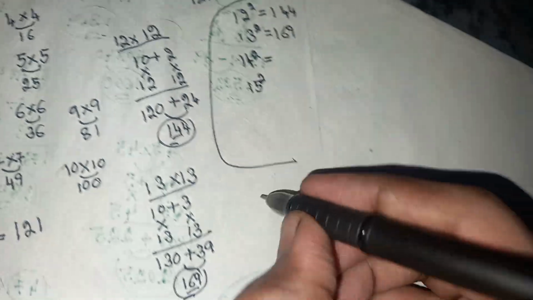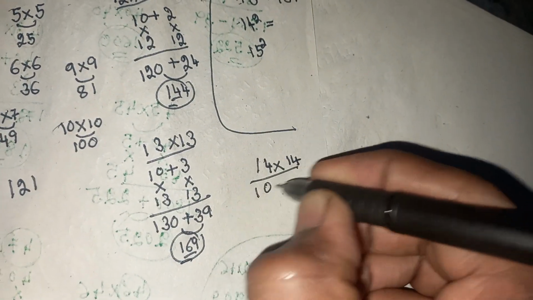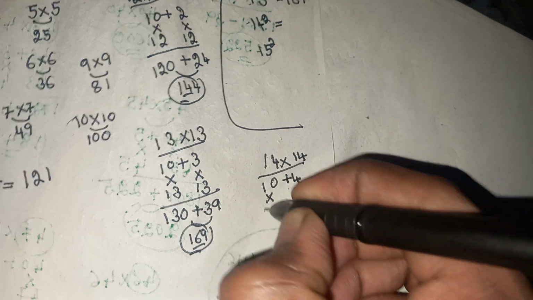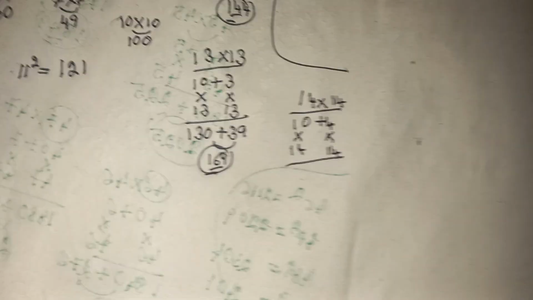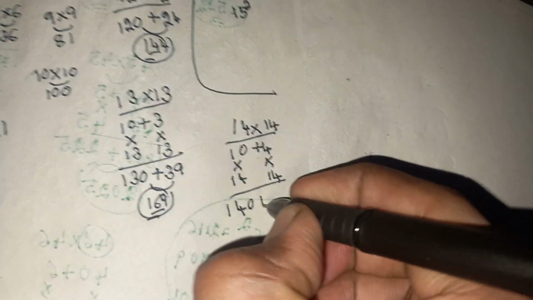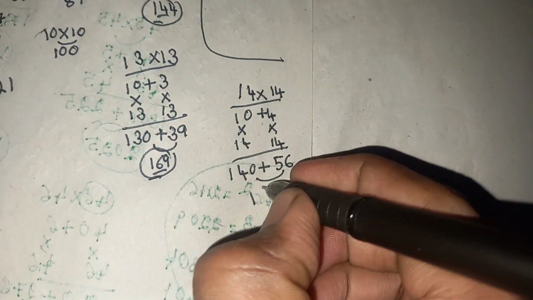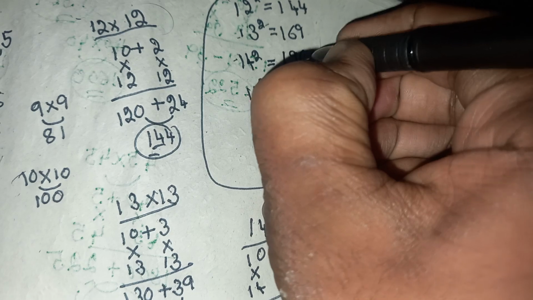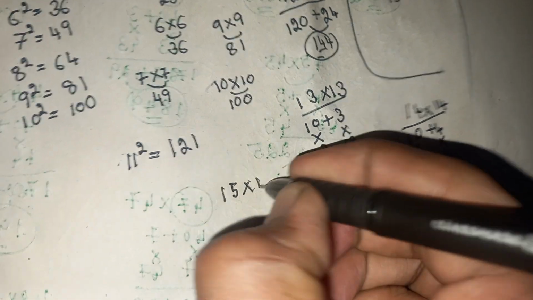Now 14 square. 14 times of 14. 14 can be written as 10 plus 4. Here also 14 and here also 14. Now you can do it like this. 14 times of 10, 140 plus 14 times of 4, 56. When you add, it becomes 196. It is 196.